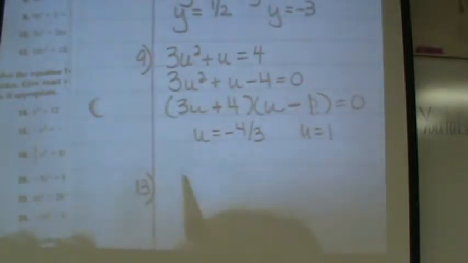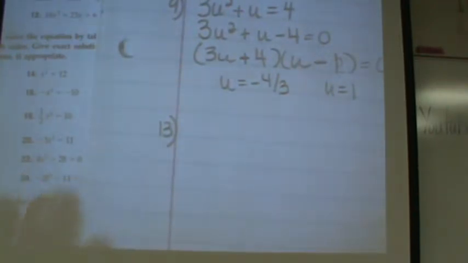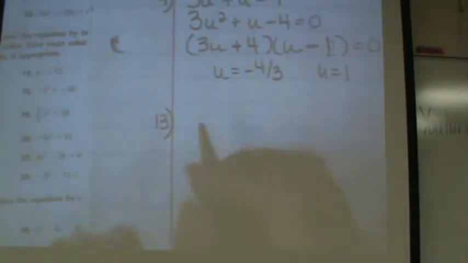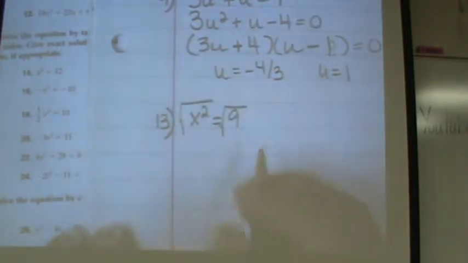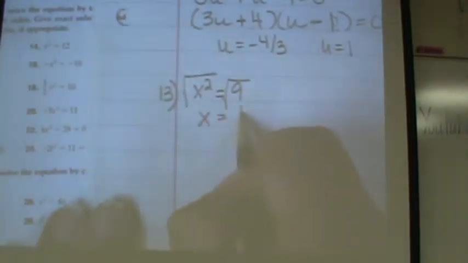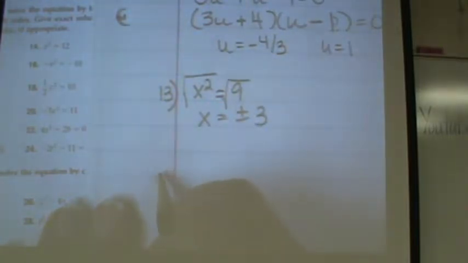Now in this set, this changes the directions. They ask you to solve by taking the square root of both sides. You have x squared equals 9. This is very simple. Square root of both sides. Don't forget your answers are plus or minus 3.